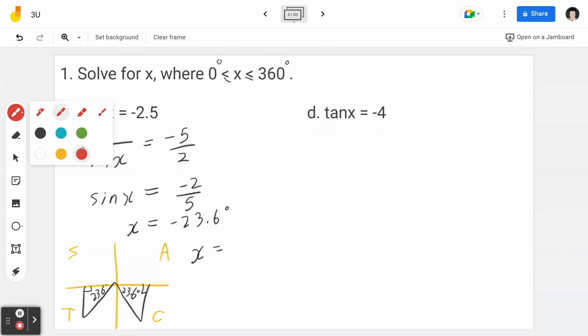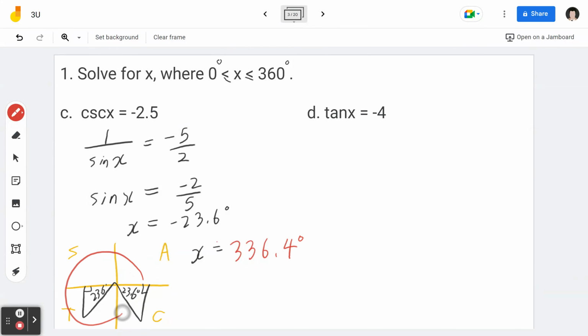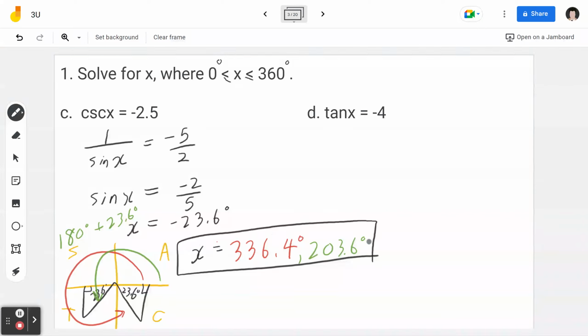So I'm going to use a different color to show you what I'm talking about. So one answer is going to be approximately 336.4 degrees. That's the answer right there. Now, if I grab a different color, again, the other answer is going to be right here. And for that one, you can take 180 degrees and add it to the related acute angle, 23.6 degrees. And again, if you work it out, you can use mental math or grab a calculator. That's going to be 203.6 degrees.